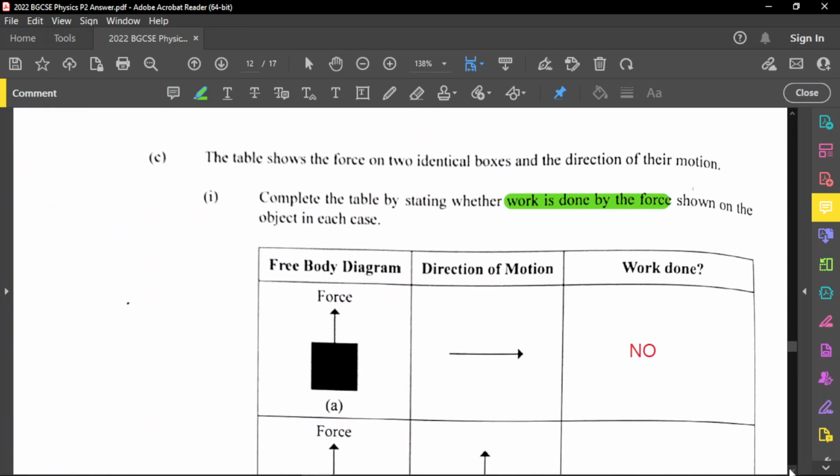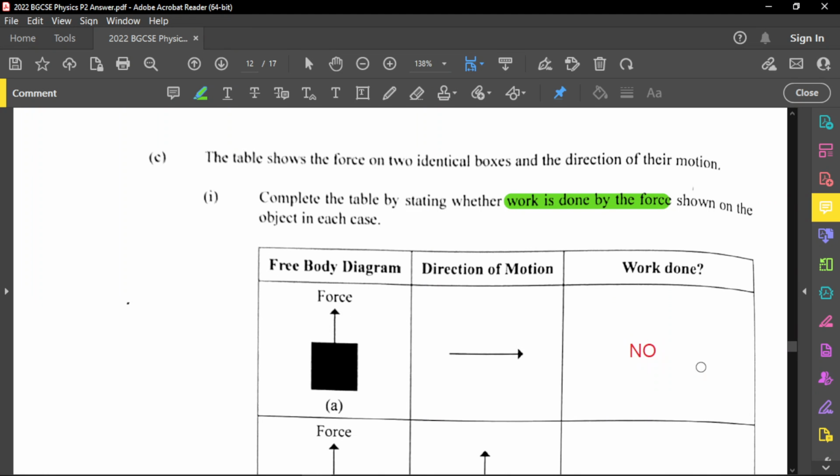All right. And so part C, here I said the table now shows the force on two identical boxes, and the direction of the motion. Complete the table by stating whether work is done by the force shown on the object in each case. And so for option A, the force that is acting on the object is going upwards, but the motion is going towards the right. And so if it's moving towards the right, it's not because of this force, so no work is done by this force.